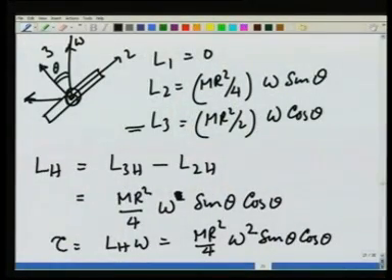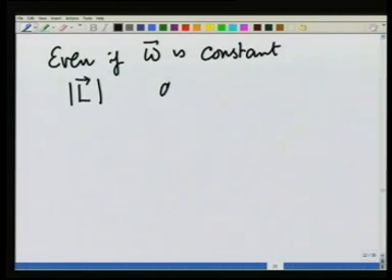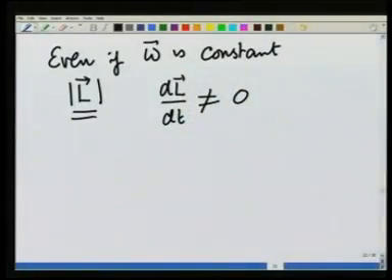So, through these 3 examples, what I have shown you is, even if omega is constant, L magnitude could also be a constant, but dL over dt is not equal to 0, because L is not in the direction of omega. In all these cases where we had the components of omega along 1, 2 and 3 in such a manner that L magnitude was a constant, although there was a torque applied, dL dt was not equal to 0, and therefore there was a torque required.